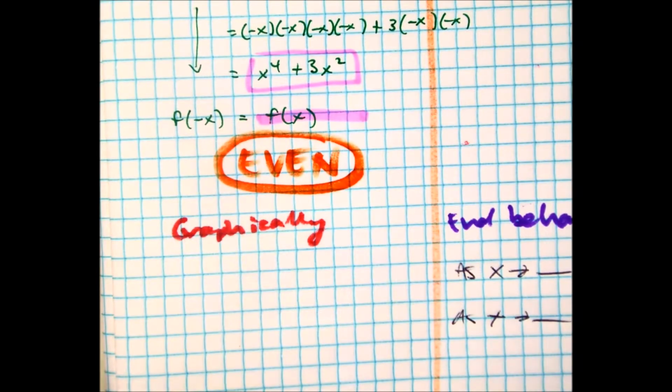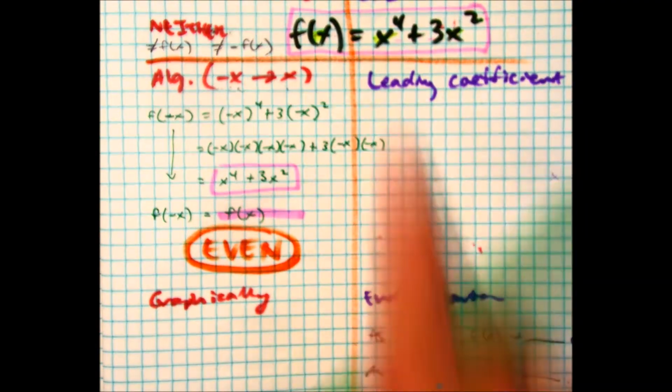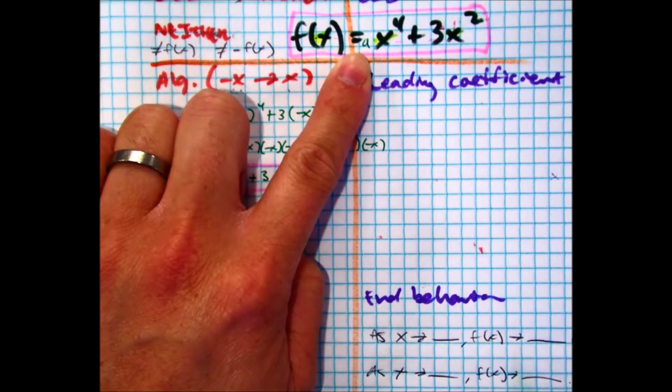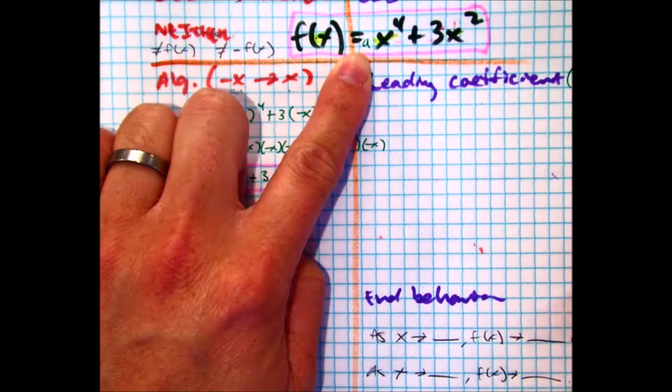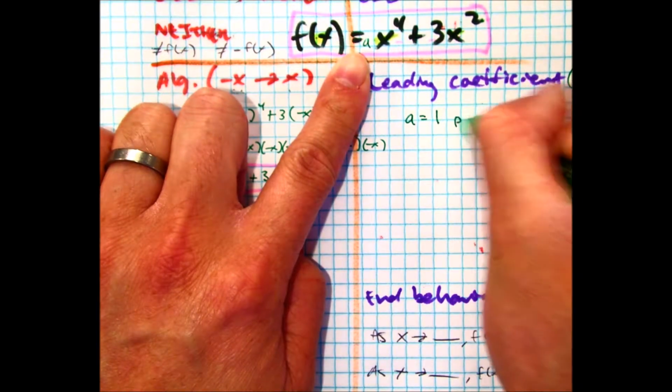Alright, graphically, let's get ourselves a sketch. And I can also go over here and get some other information that can help us. My leading coefficient is the number in front here. That's your a value. So leading coefficient basically means your a value. And this a value is a positive 1.